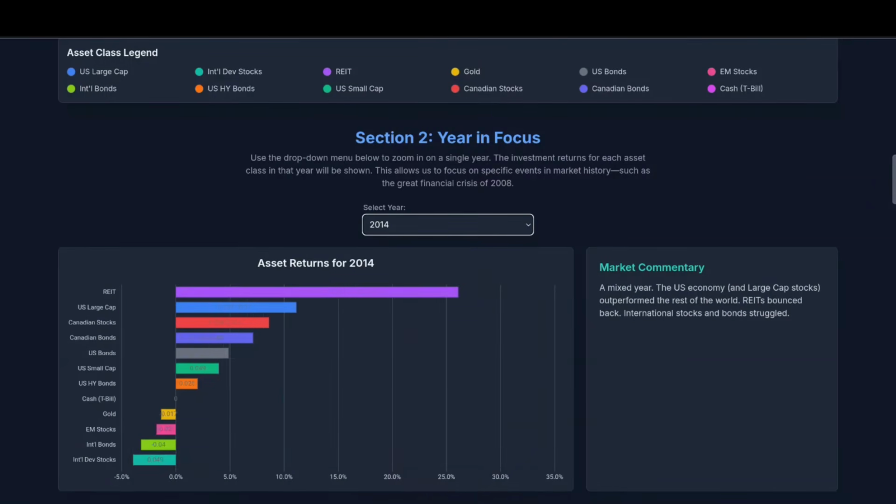We can also get mixed years, where the US economy and large cap stocks outperform the rest of the world, REITs bounce back, and international stocks and bonds have typically struggled, as in 2014. So we can see that when a sector gets hit very hard, very quickly, you start to see those rebounds occur. But we can also see how important it is to have a portfolio that's balanced.